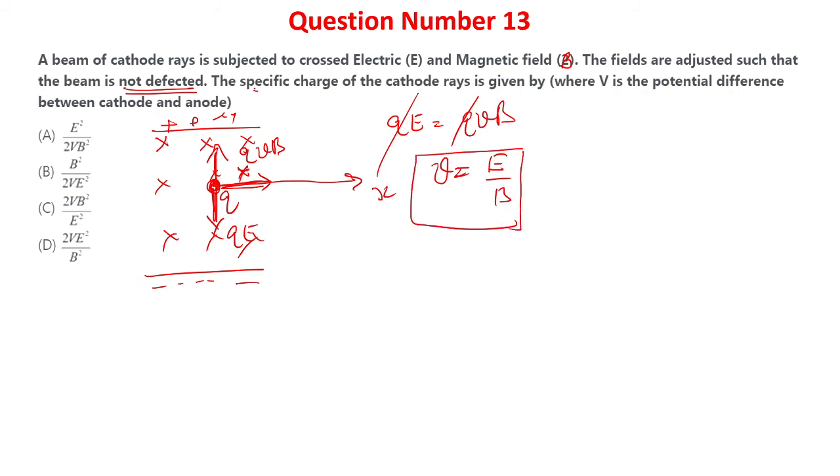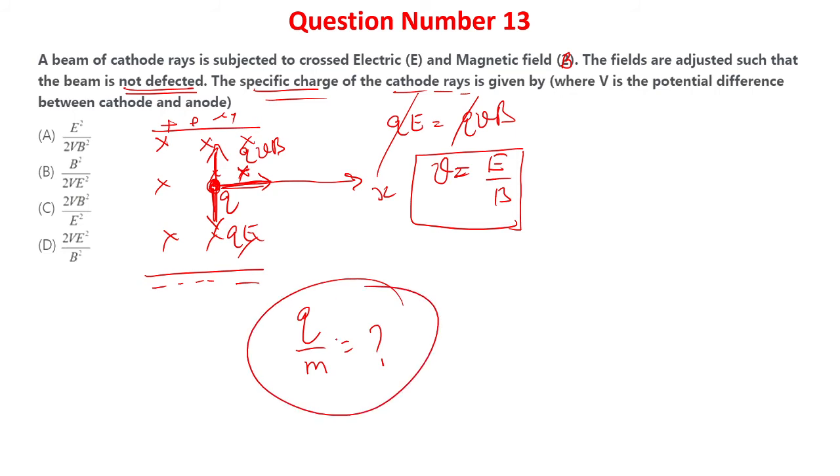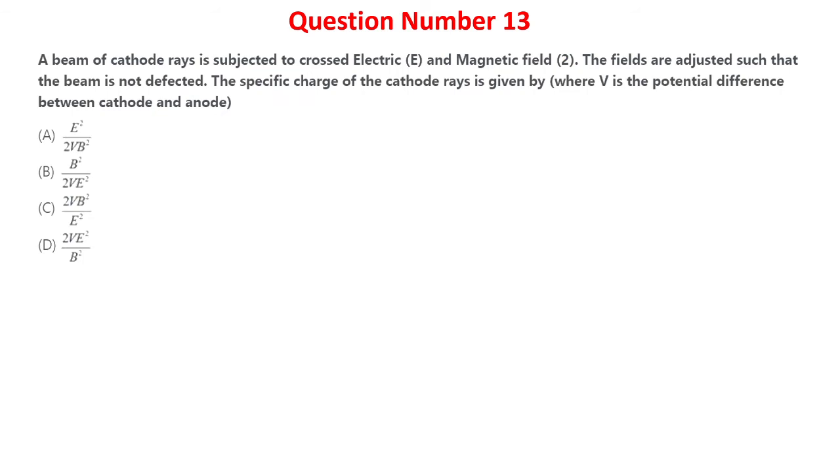So the question is the specific charge of the cathode rays. Specific charge means the ratio of charge to mass. Q by M ratio is required. So I am erasing the extra ink. QvB must be equal to QE. So v is given by E by B. Further, v square would be equal to E square by B square. Multiply by half m on each side. Half m v square is equal to half m into E square by B square.